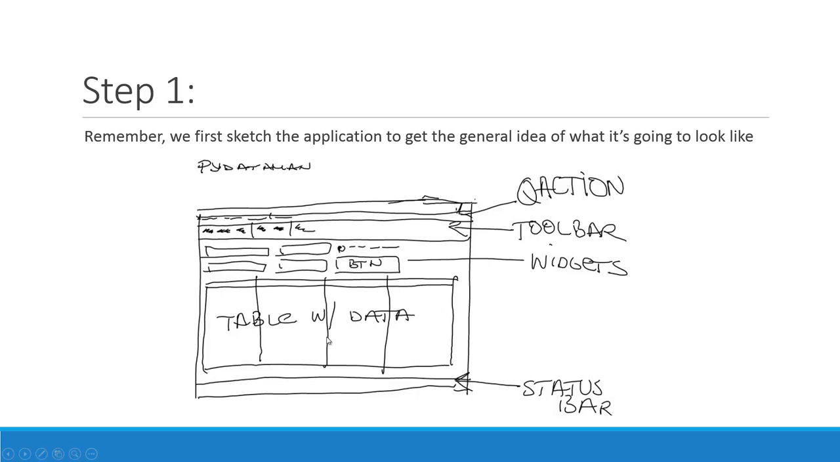This will be of type QTableWidget, but we'll talk more about that later on when we come to designing the application in the Qt Designer. And finally, at the bottom, we'll have the status bar that will inform the user of any task currently in progress or whatever is currently going on with the application. In other words, the application's status.